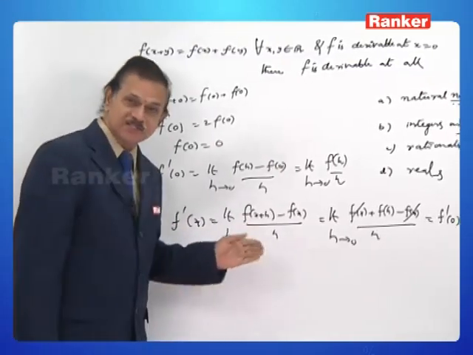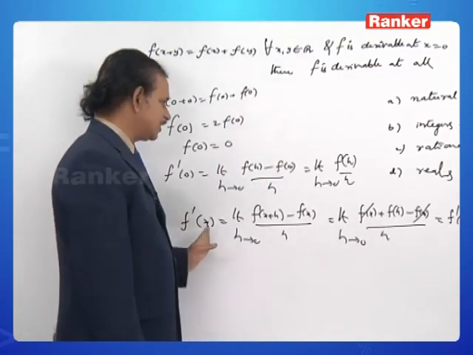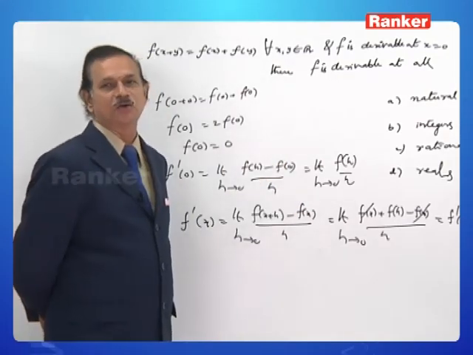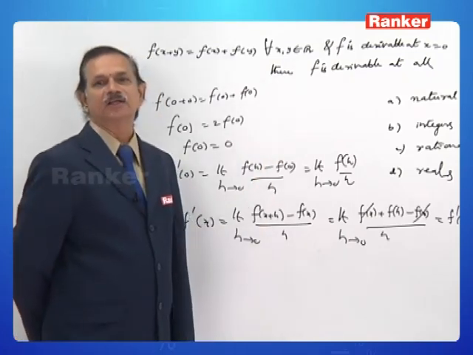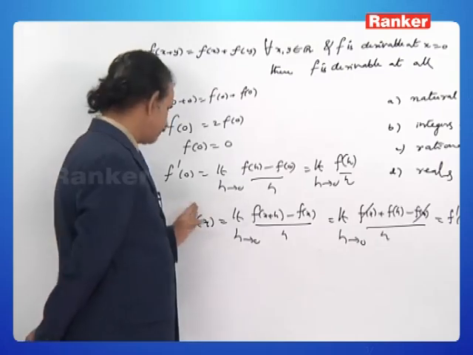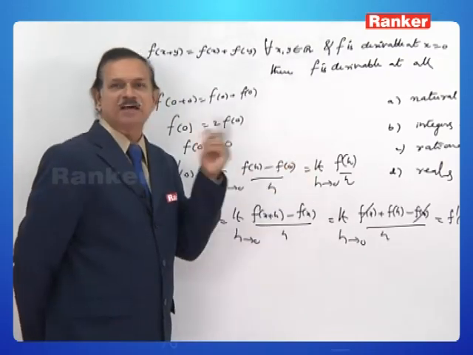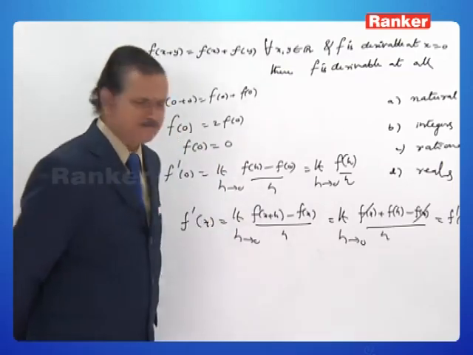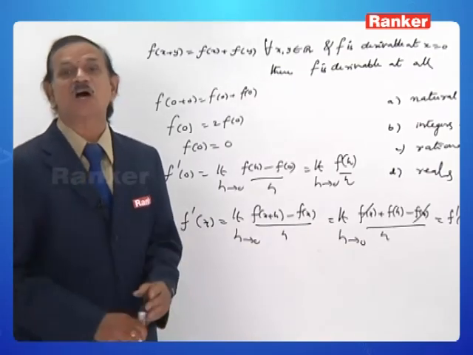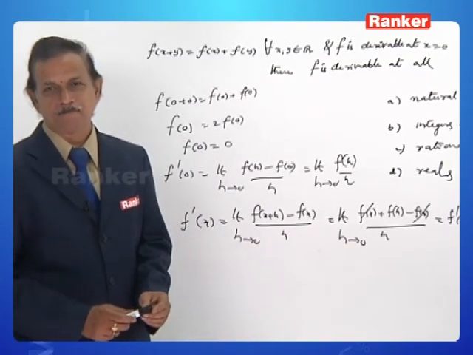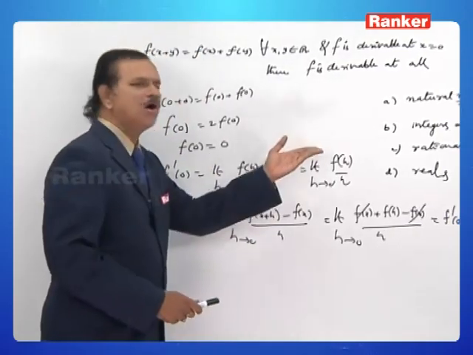What is the result of your observation? What could you observe here? f dash x is equal to f dash 0, isn't it? So for any x it is f dash 0 only. f dash 1 is f dash 0, f dash 2 is f dash 0, f dash 5 is f dash 0. For any x, for any real number, f dash x is f dash 0. Hence f dash x is a constant function. Therefore, f is derivable at all real numbers.